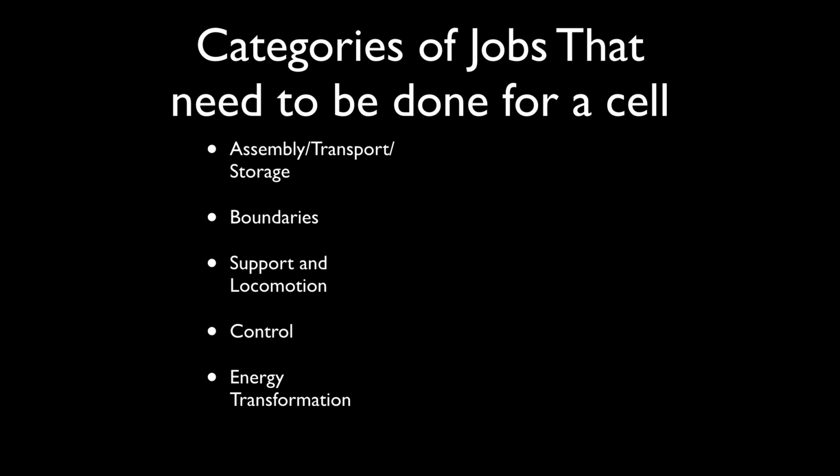These machines come in 5 different categories. The first, and the one that most of them will fall under, is assembly, transport, and storage. These organelles are going to be either building something, moving something, or storing something. And you can imagine that in a typical factory, most of the people working there are involved in one of these 3 activities. The second class would be boundaries.